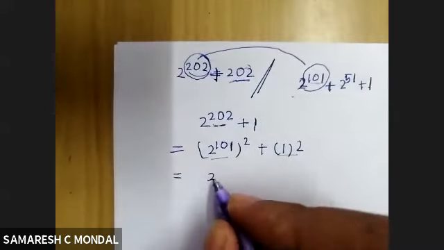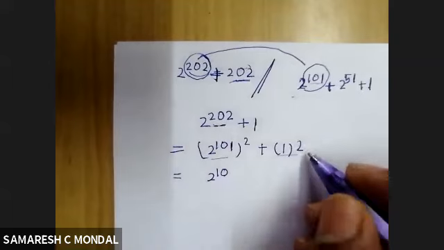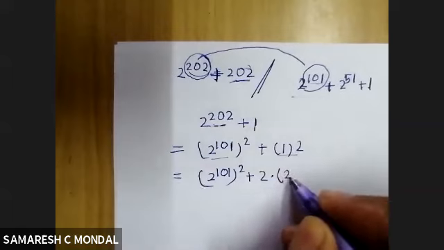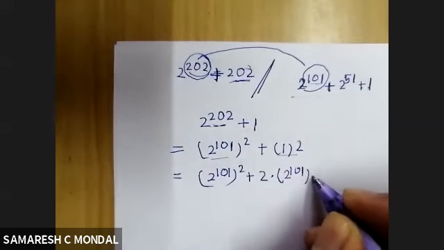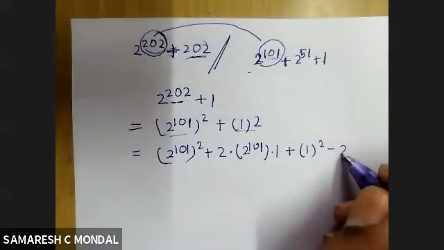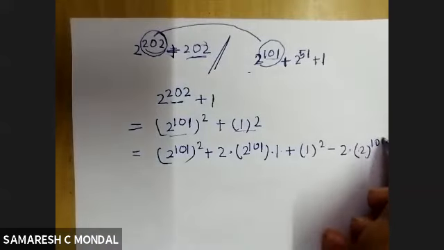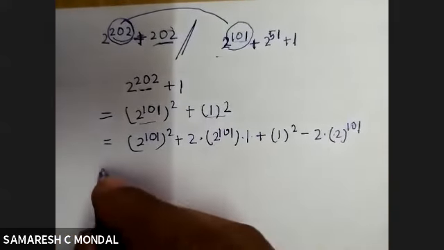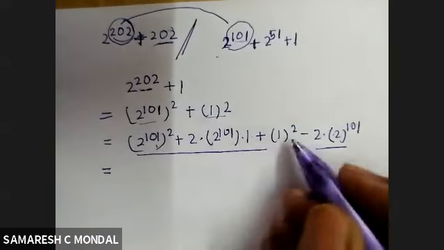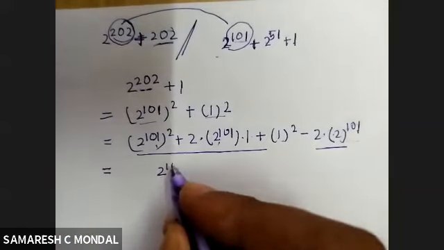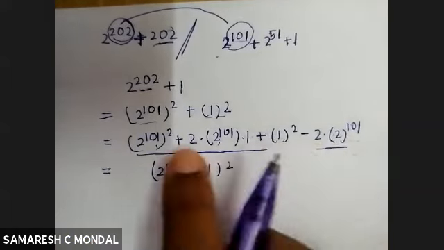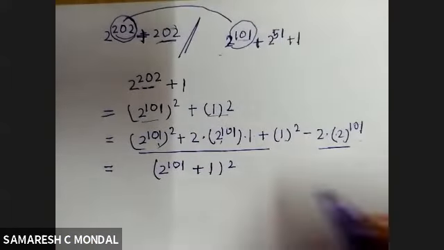So how much will come? I should write 2ab, that is 2 into 2 to the power 101 into 1, obviously, plus 1 square, minus 2 into 2 to the power 101. So you get a square plus b square plus 2ab, that is 2 to the power 101 plus 1 the whole square. That is a plus b the whole square, everyone.